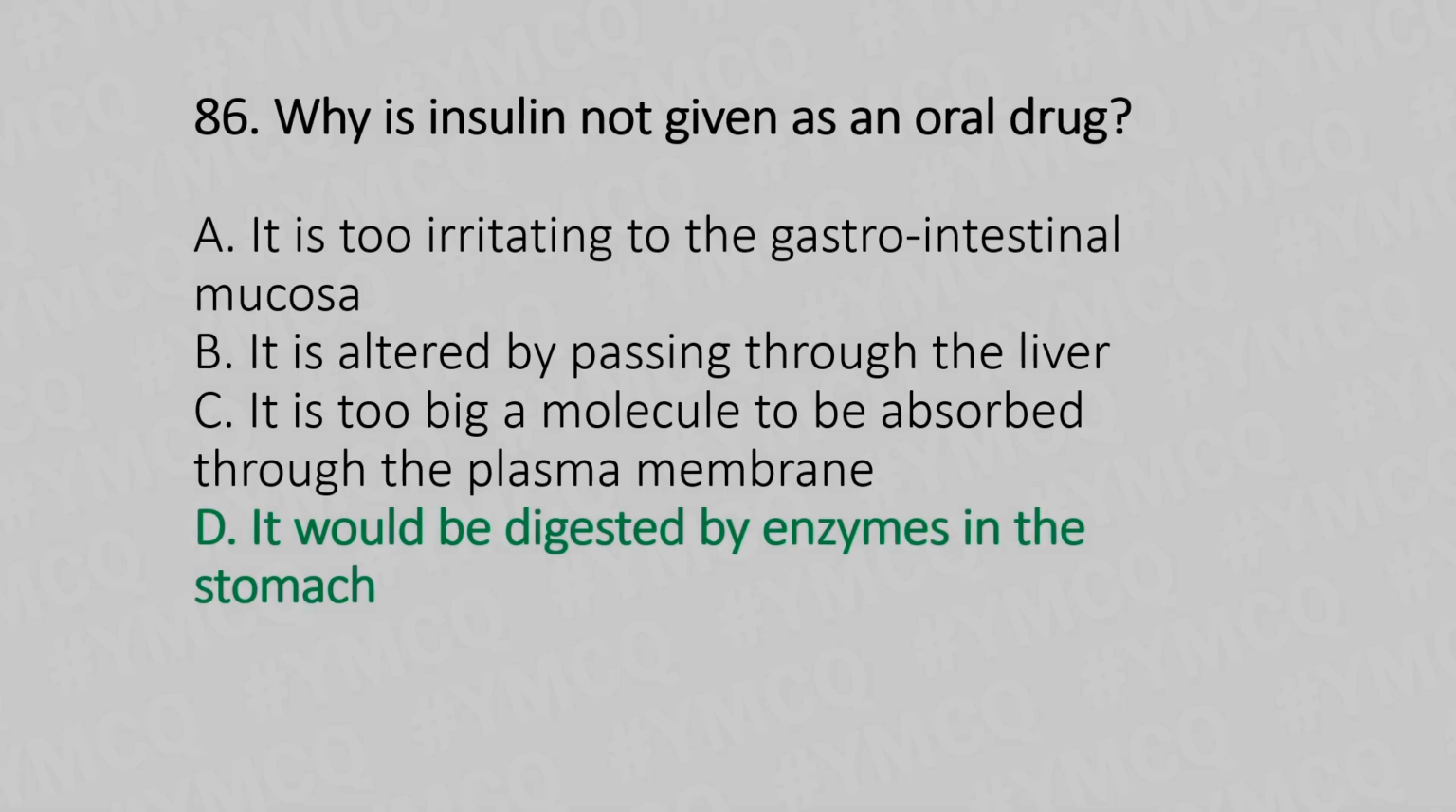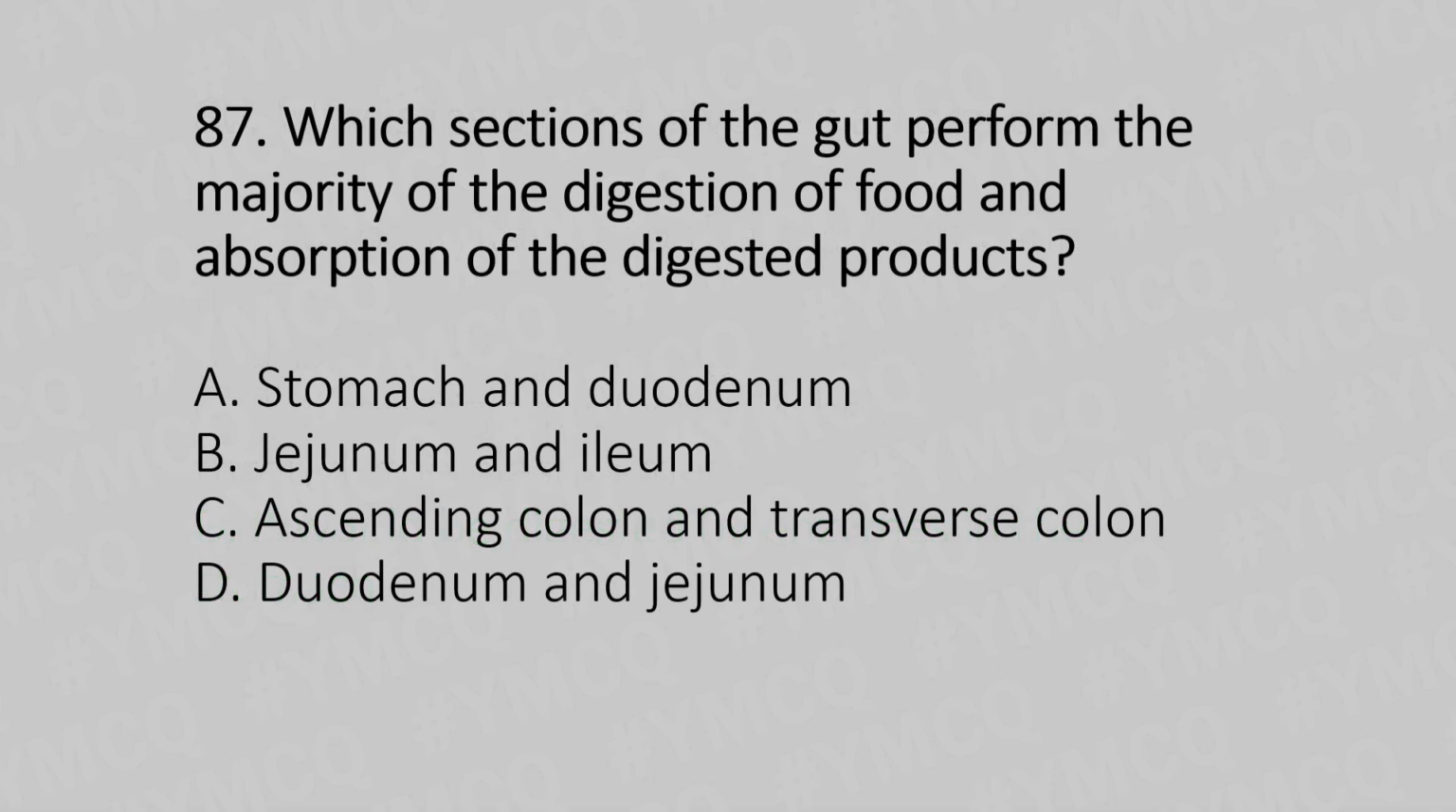Now let's move to question number 87. Which section of the gut performs the majority of digestion of the food and absorption of the digested products? Option A, stomach and duodenum. Option B, jejunum and ileum. Option C, ascending colon and transverse colon. Option D, duodenum and jejunum. And the answer is option D, duodenum and jejunum.